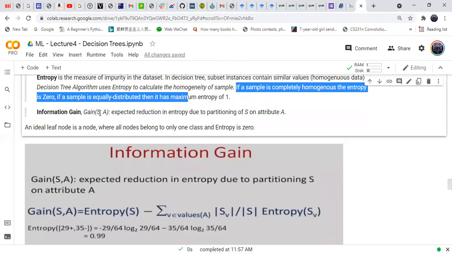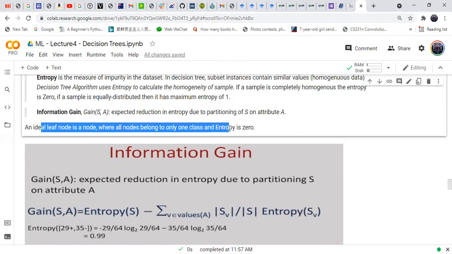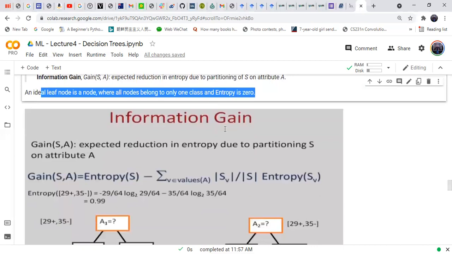Information gain of sample S over attribute A is the expected reduction in entropy due to partitioning of S on attribute A. An ideal leaf node is a node where all examples belong to only one class and entropy is zero.